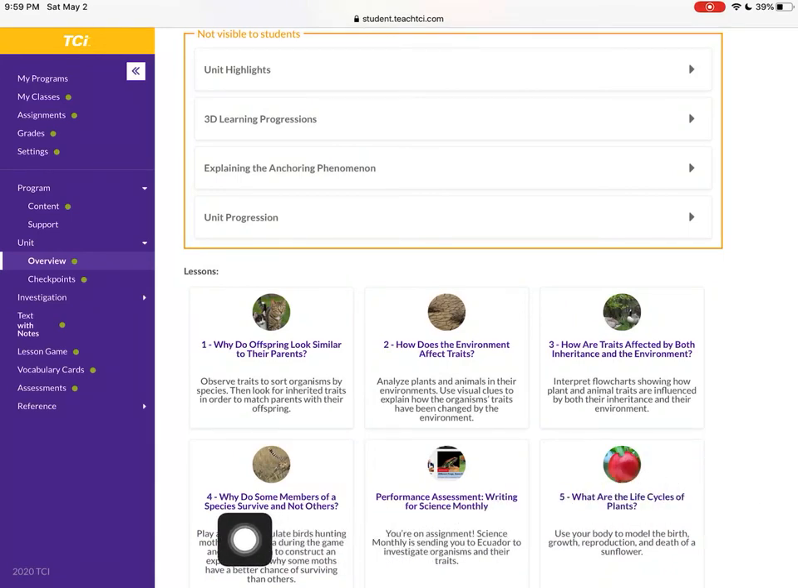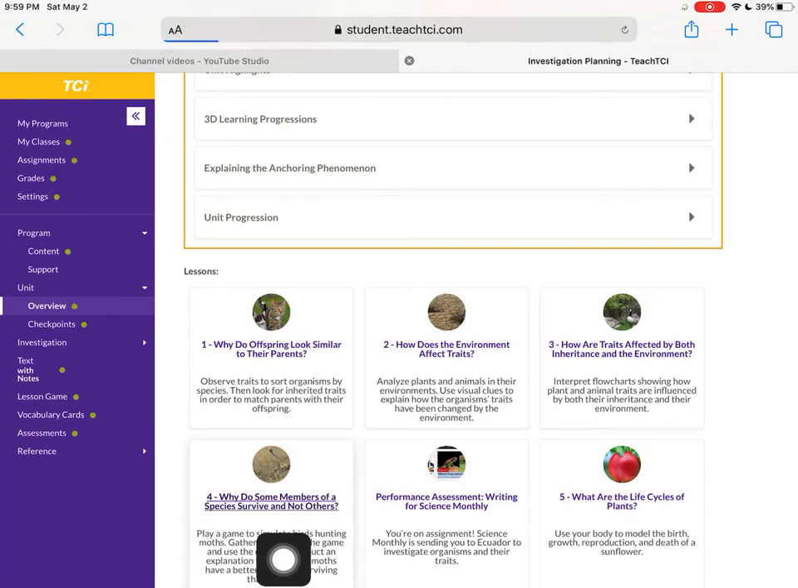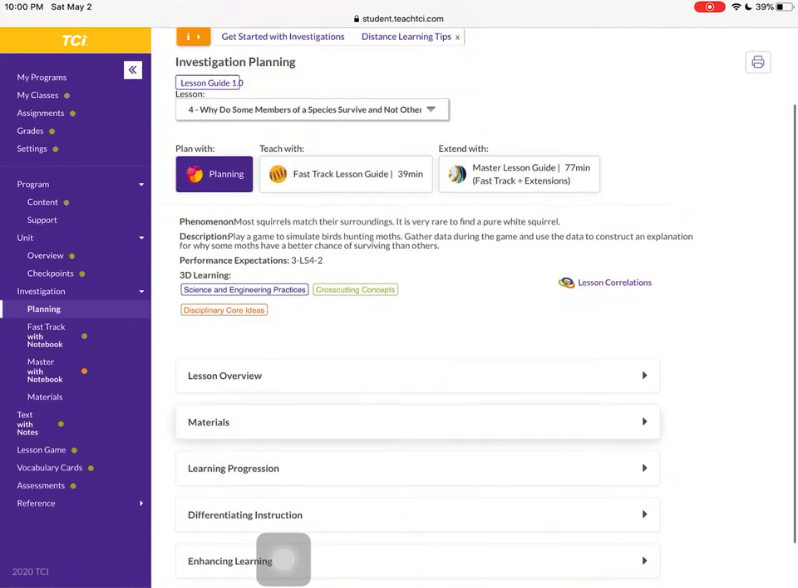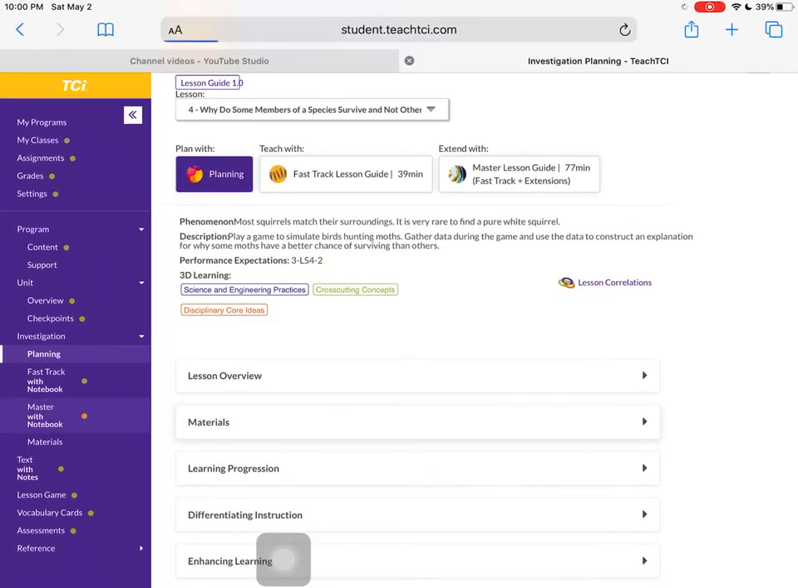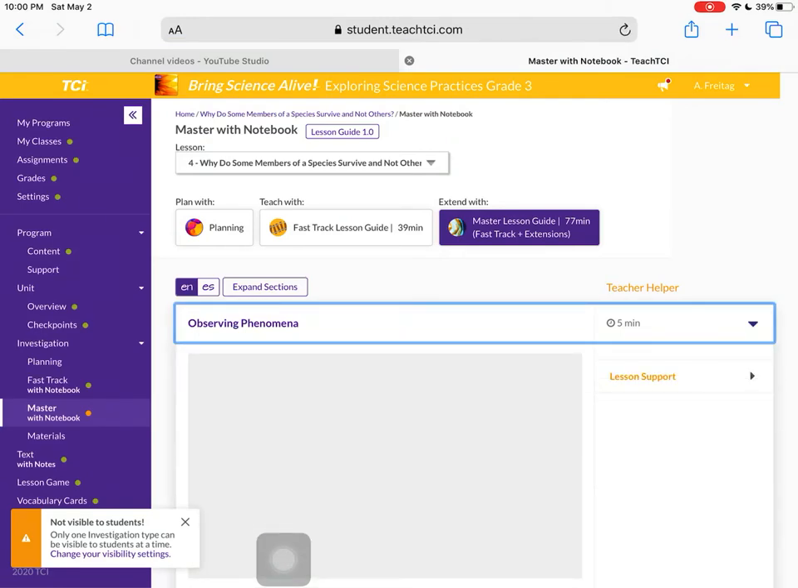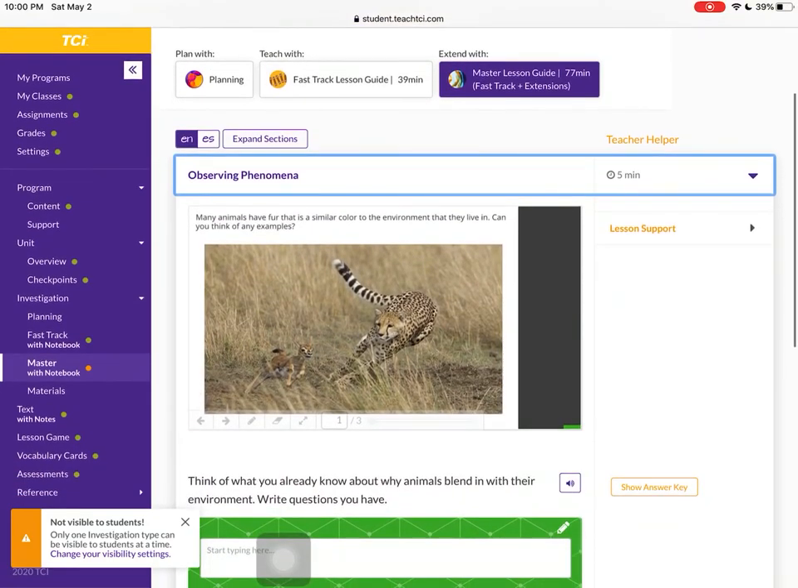Scroll down slightly. Today we're going to move to our next lesson, which is Lesson 4, Why do some members of a species survive and not others? So we're going to click on that. Today, since we're starting this lesson, you're going to do the observing phenomena. So if we click on this, and I know yours is a little bit different, but observing phenomena, you can open that up.